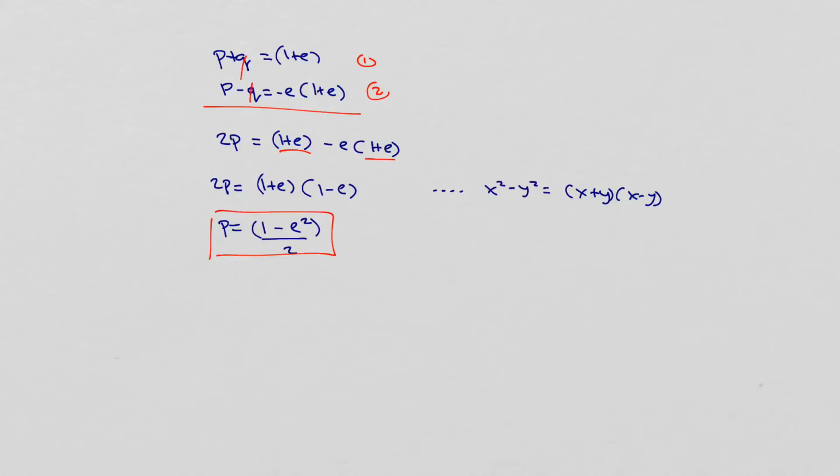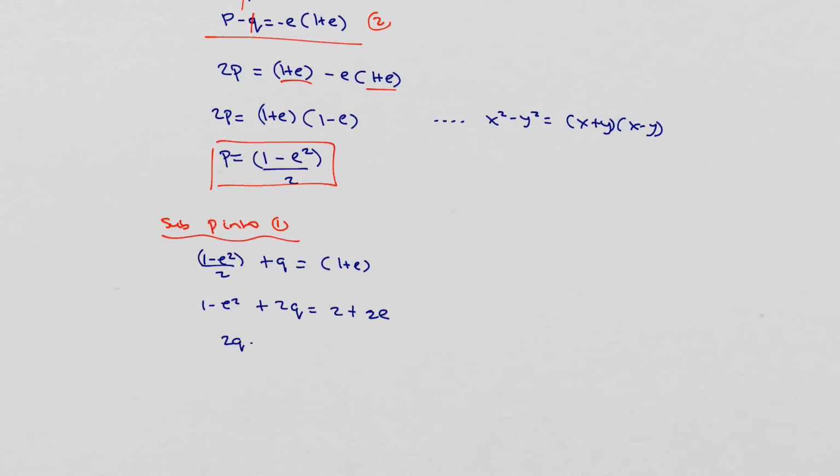So we need to find, therefore, Q. So we're going to sub P into 1 or 2, whichever you prefer. And therefore I get P, which is 1 minus E squared over 2, plus Q is equal to 1 plus E. So if I multiply both sides across by 2 to get rid of my fraction, then that gives me 2Q is equal to E squared plus 2E plus 1. And then I can divide across there by 2.